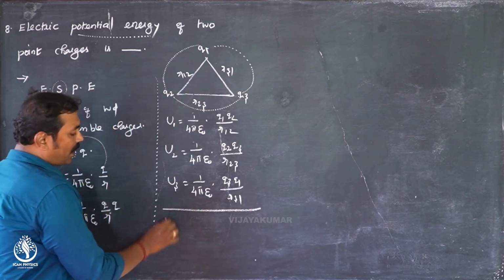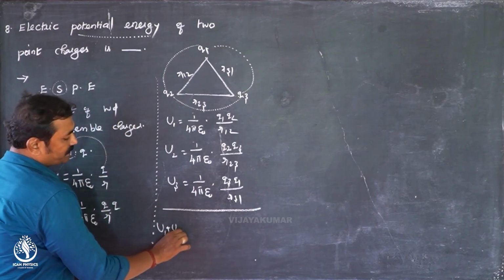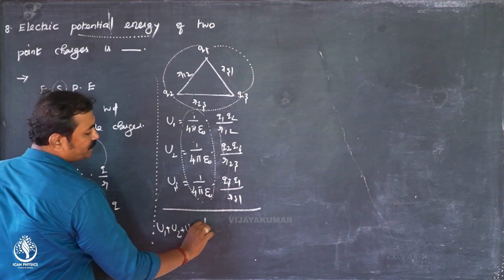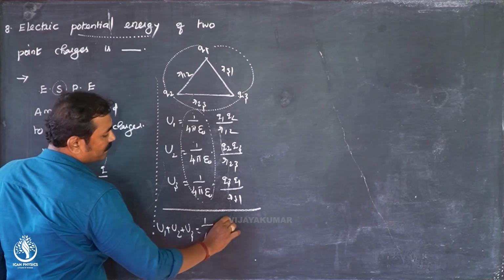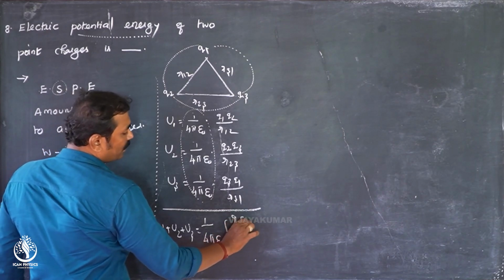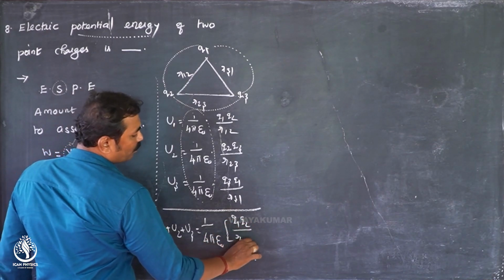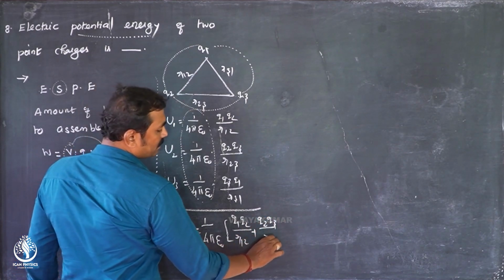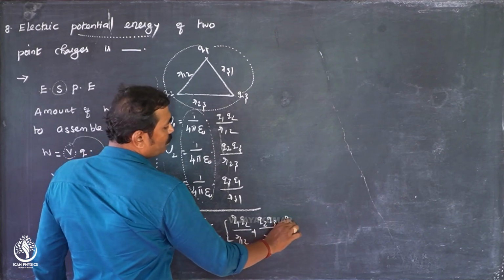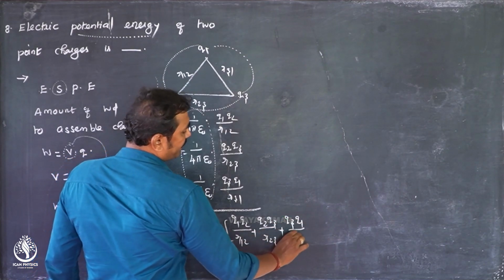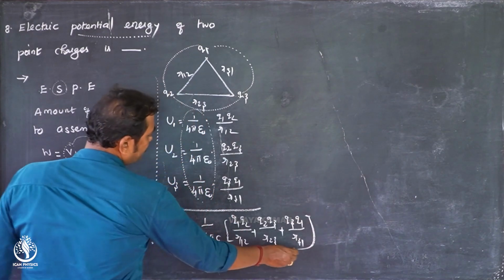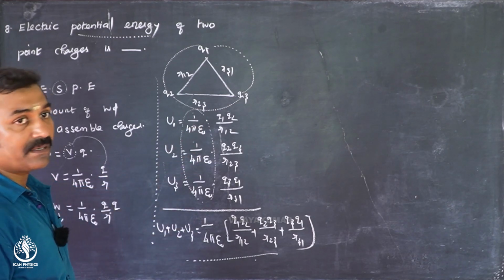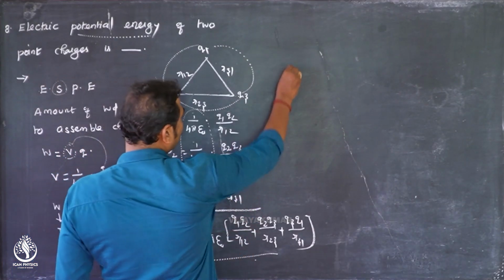Now we can add. Epsilon 1 plus epsilon 2 plus epsilon 3 equals 1 by 4 pi epsilon 0, taken as common, times Q1 Q2 by R12 plus Q2 Q3 by R23 plus Q3 Q1 by R31. This is the electrostatic potential energy due to a system of charges. The same question may be asked.